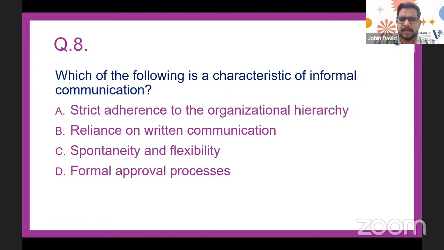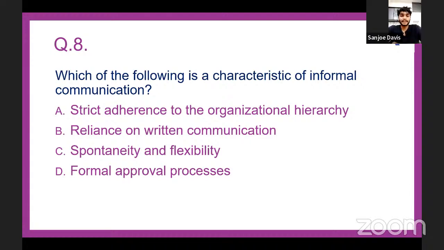A, strict adherence to the organizational hierarchy. If you have a classroom setup or a formal meeting, obviously we have the hierarchy, like who should speak first, who should give the vote of thanks, who should give the welcome address. And reliance on written communication, do we do that in informal communication? What do you mean by informal? Like what we friends talk, the way we talk like this, it's informal communication. Which of the options, Sanjay, will you go with?